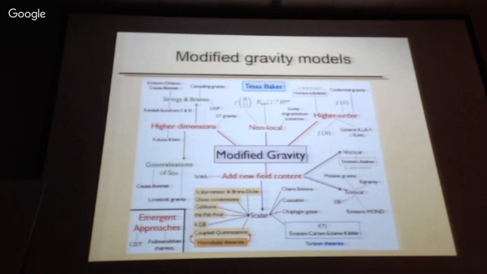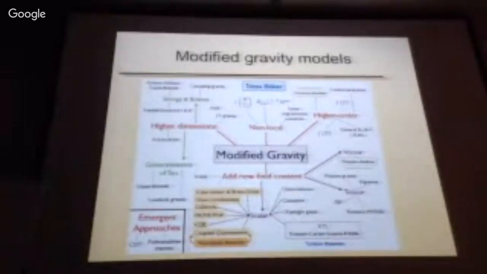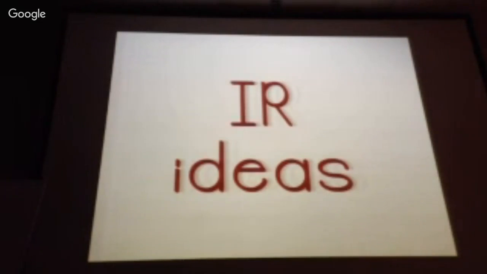We can take higher order derivatives, so we can have, for example, an arbitrary function of the Ricci tensor in the action. That's called f(R). We can add new fields, and then we have a soup of things. And we can also add, for example, tensors, vectors, scalars. So since there are too many options, I'll talk about some that I find interesting or that I just have important things to say about.